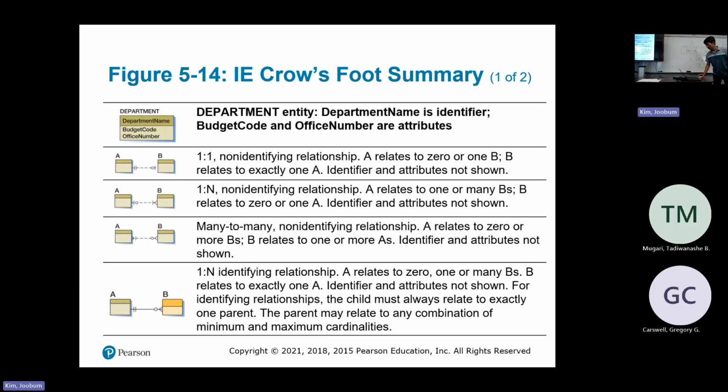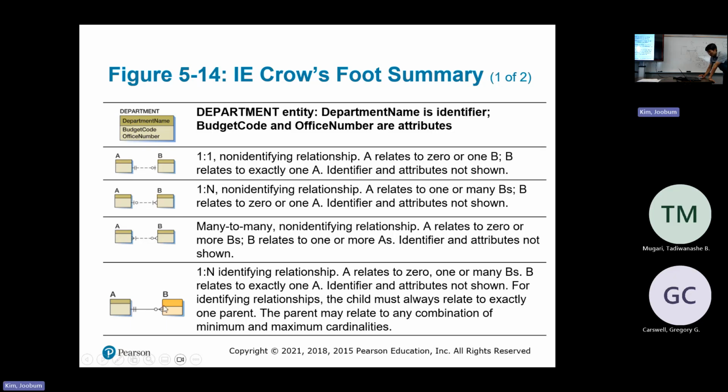So just to summarize. This is a one-to-one, and a dashed line means non-identifying. That means entity A and entity B are what? Strong entities. Okay, and one-to-many, where A and B are strong entities. Then many-to-many. The dashed line is strong and strong.